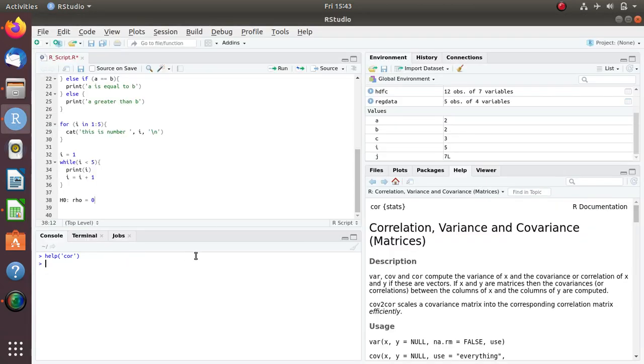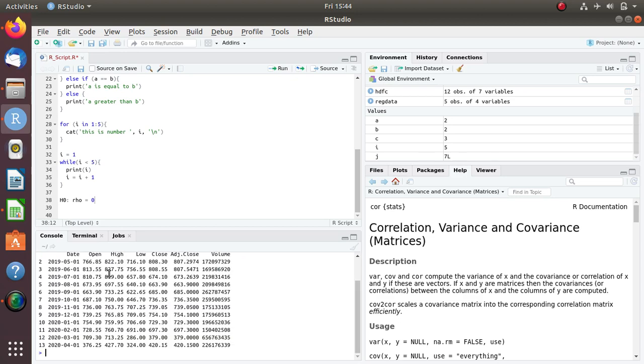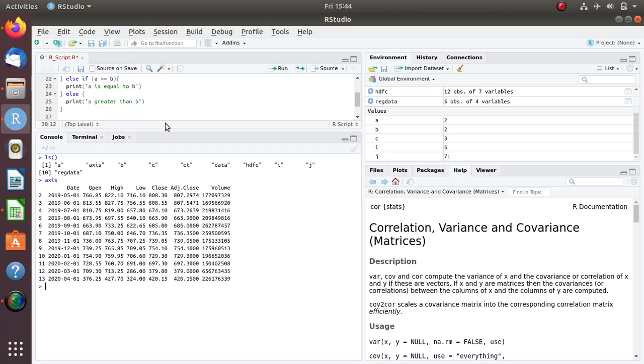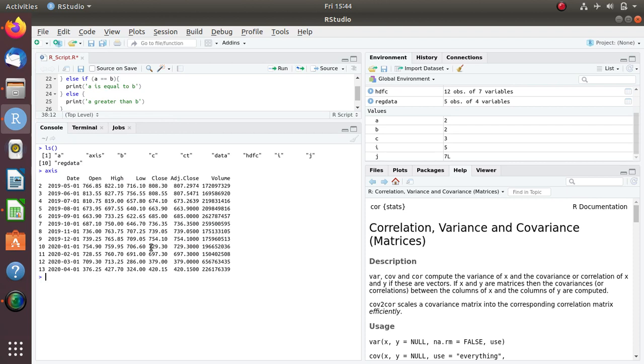Somehow I already have that data in my session. Let me show you ls. I have this HDFC, I have Axis, and I'm going to make comparisons between these two data sets. Now let me show you Axis. I have this data. Let me push this a little upward.